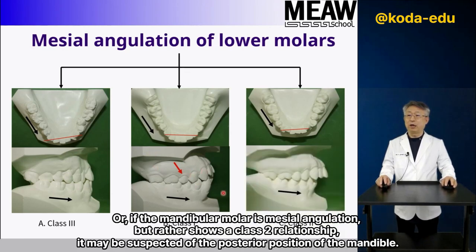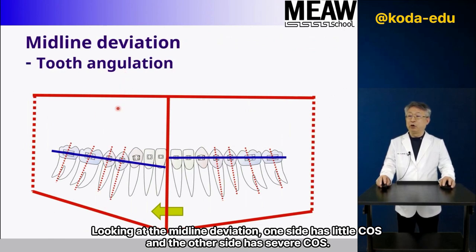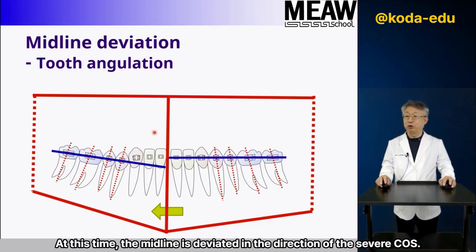Or, if the mandibular molar is not mesially angulated but rather shows a class 2 relationship, it may be suspected of a posterior position of the mandible. Looking at the midline deviation, one side has little COS, and the other side has severe COS. At this time, the midline is deviated in the direction of the severe COS.